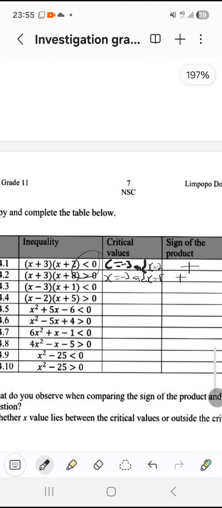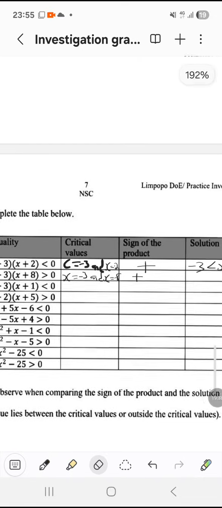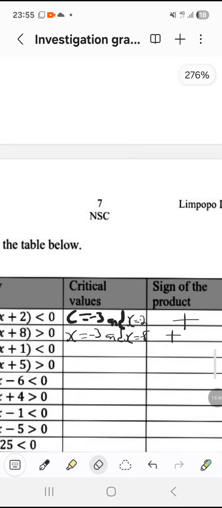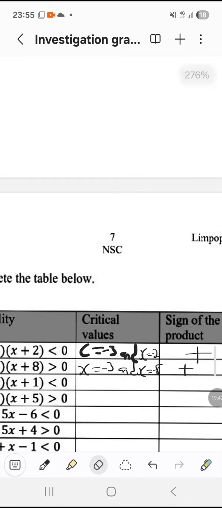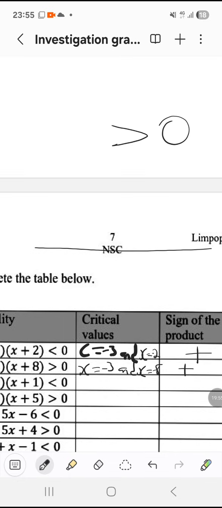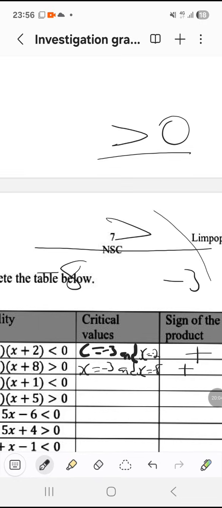And then the solutions, when 0 is less, we'll have a number line like this. Let me show you, but it will make sense on the next question. So if 0 is less like that, on a number line we write it as it is, then we write our critical values. So we have minus 8 and minus 3.